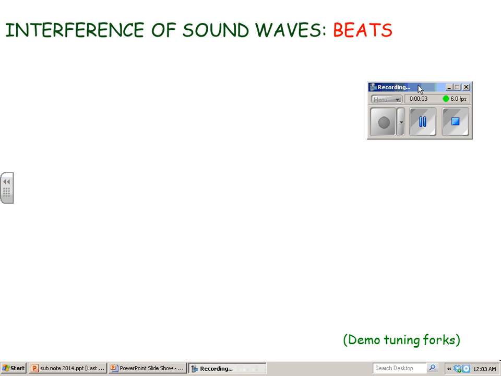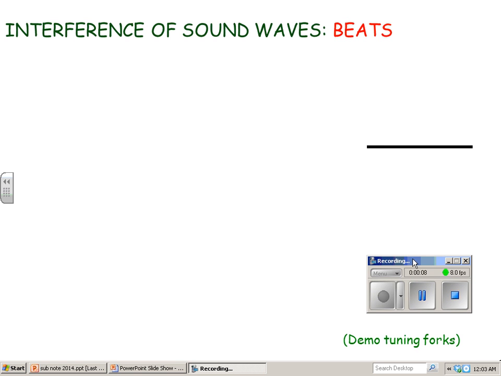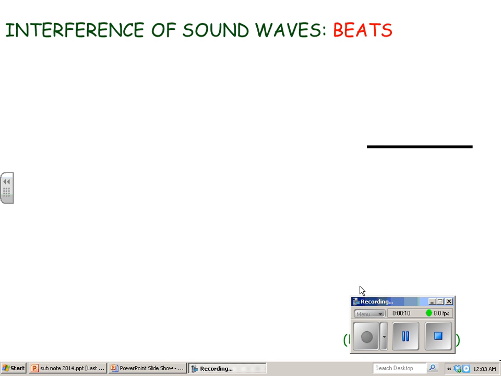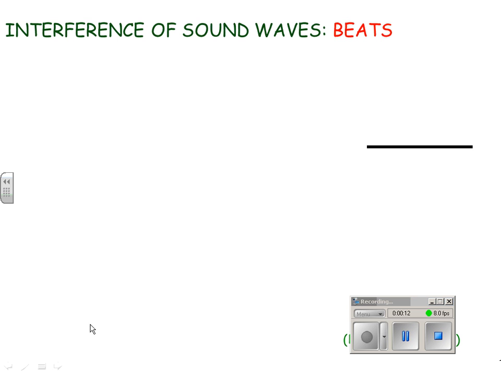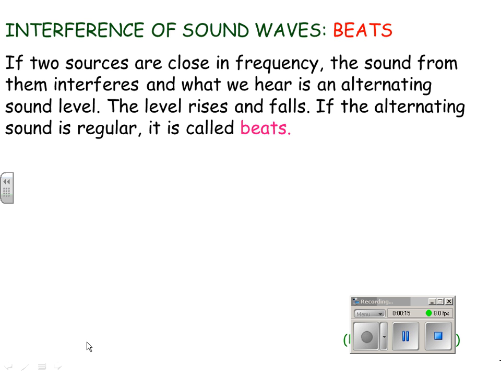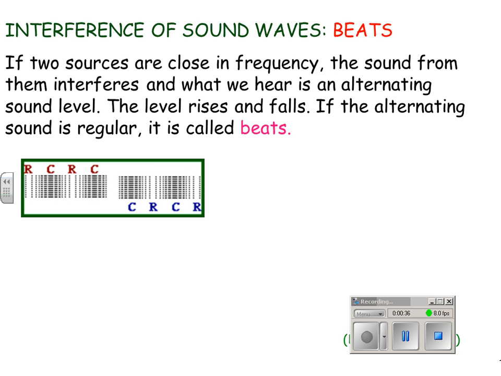All right, ladies and gentlemen, part three and the final part of the notes. When we talk about interference of sound waves, we talk about beats. This is when there's two sources of sound that are really close in frequency. The sound of the two of them will interfere, and what we'll hear is an alternating sound level. So we'll hear it loud, and then we'll hear it soft, and then we'll hear it loud, and then we'll hear it soft. And if this occurs in an alternating pattern that's regular, it's called beats.